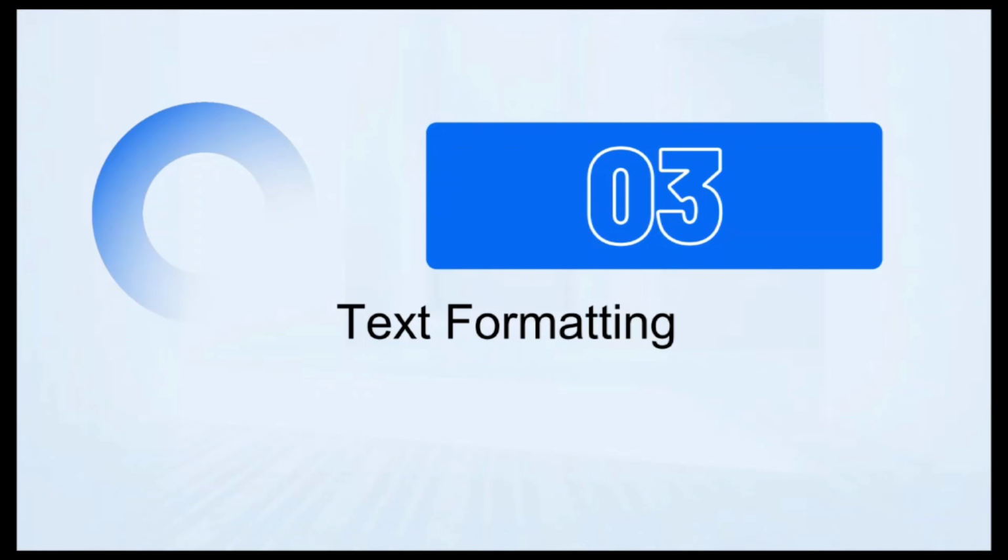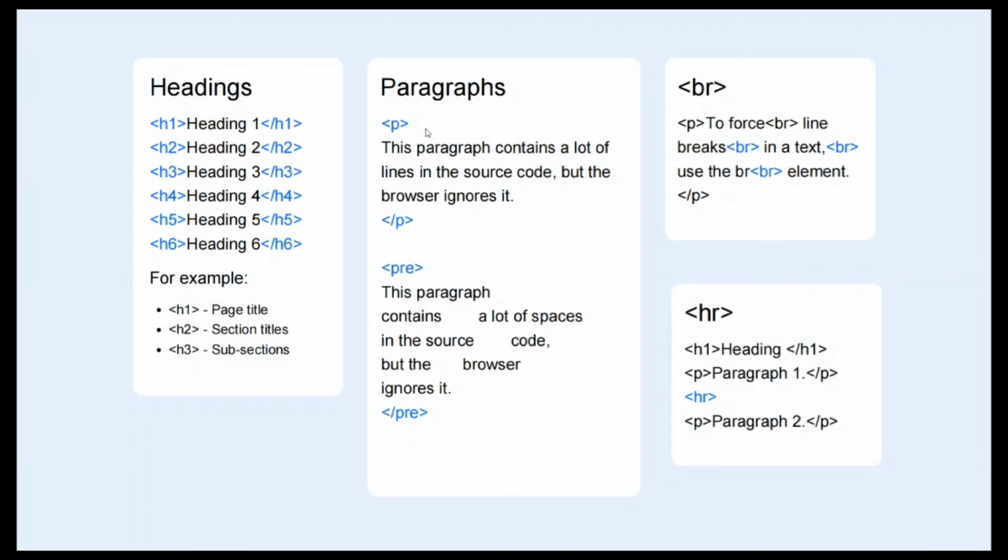Now let's move to the next topic, which is text formatting. In this lesson we will learn the different HTML tags we use to display and format text on a web page. Firstly, headings. HTML provides 6 heading tags from H1 to H6. For example, H1 is the largest heading, so we use H1 as the main page heading, and H2 is used for section headings, H3 is used for subheadings. Similarly, H4, H5 and H6 are used for smaller headings.